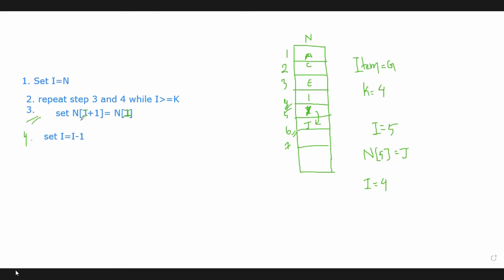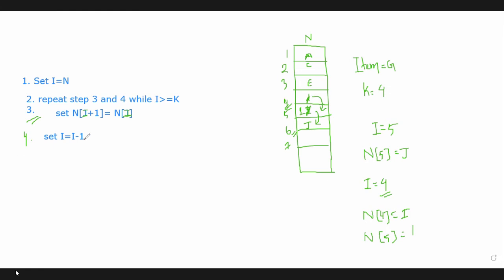N of I plus 1 equals to n of I. So here, when I equals to 4, sorry, n of 4 equals to I. This data item I will be shifted to which position? N of I plus 1, that is in 5th position. Is that clear? So now this I will be shifted to memory location 5. So we can see an empty space in memory location 4.